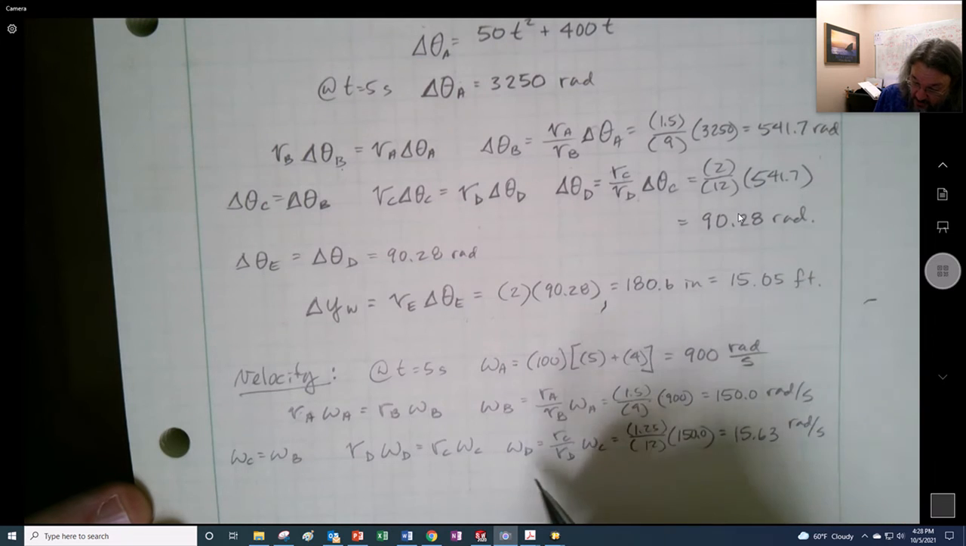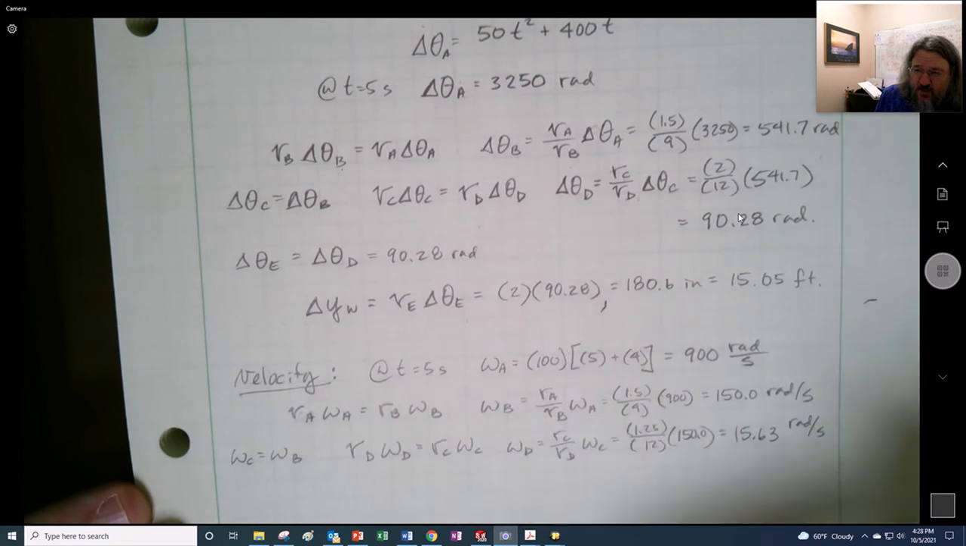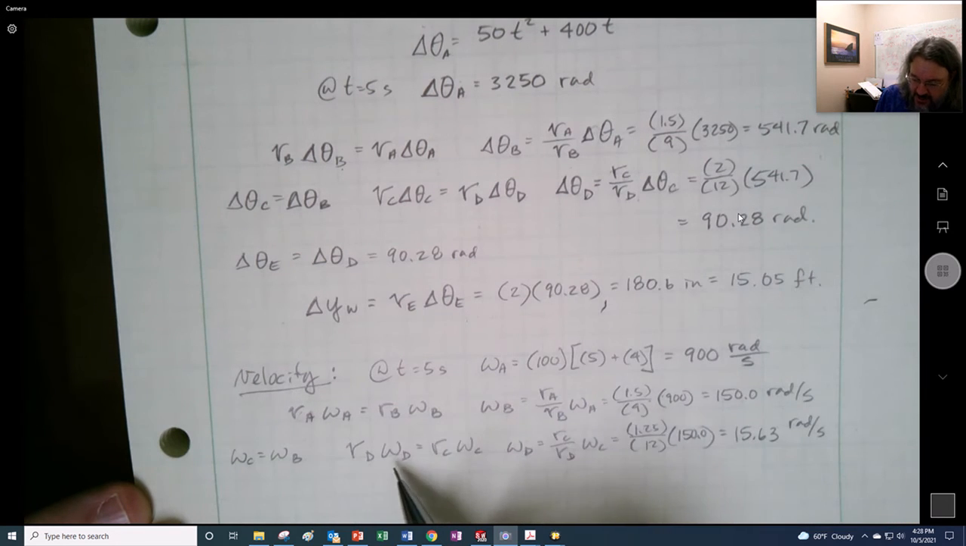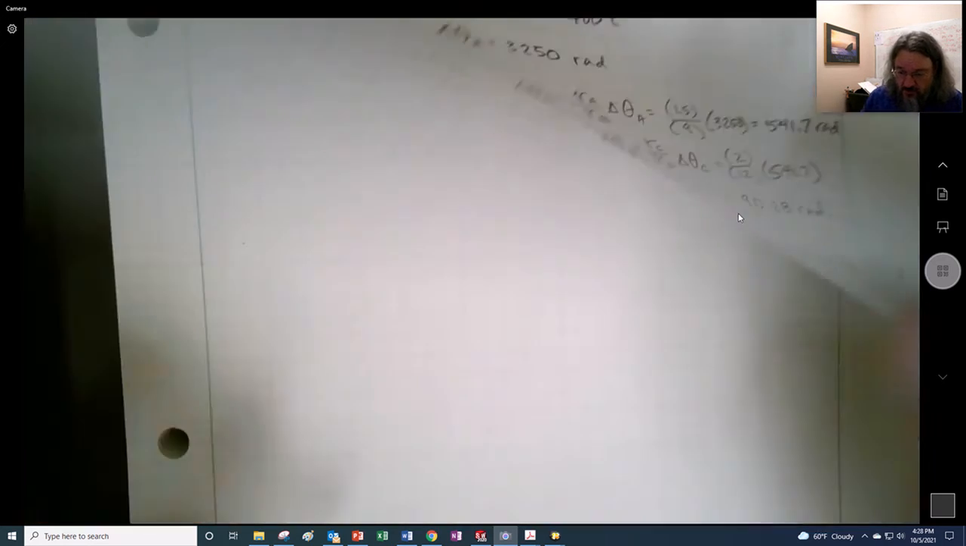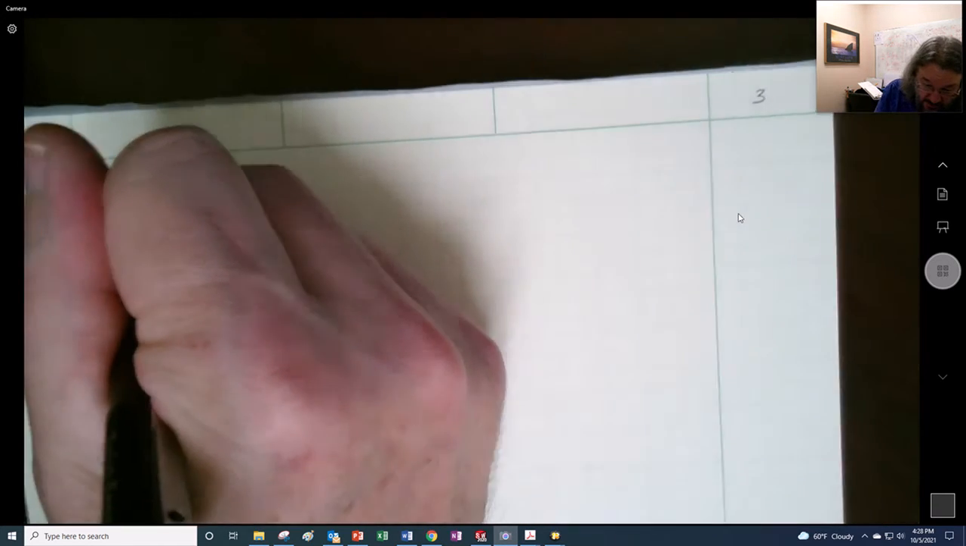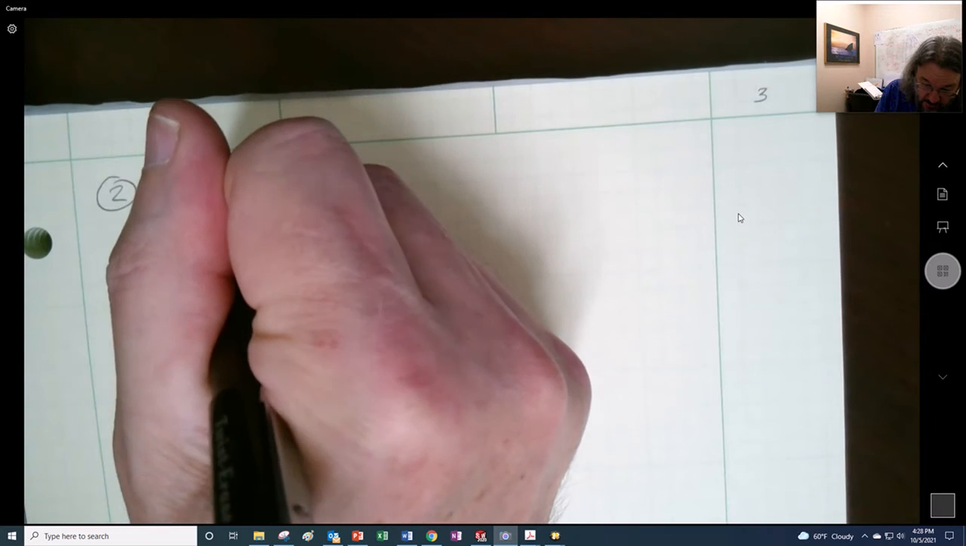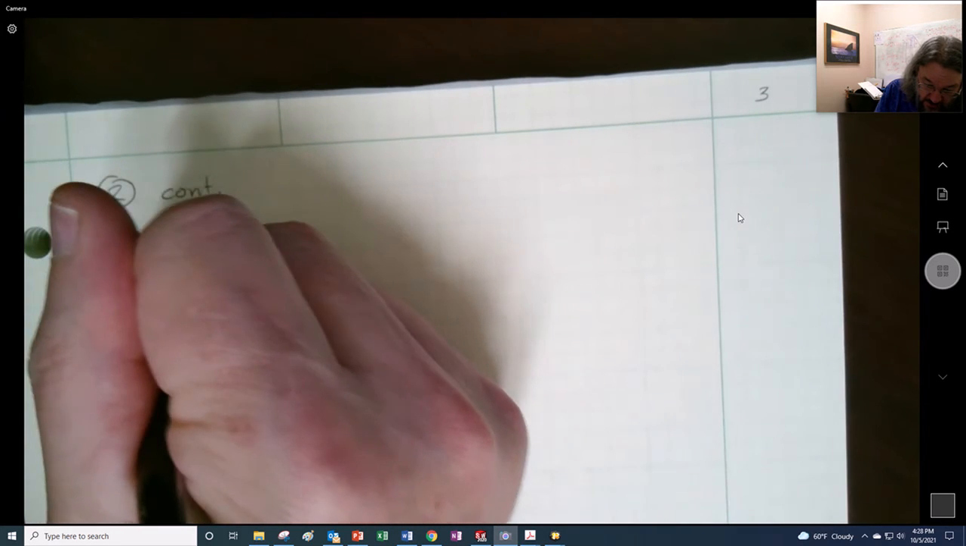Now that's all we actually need to know for this question. We only need to know that because we're only looking for a point that's on D. So now we have what omega D is going to be. The next thing we need, and this is going to be page 3, and this is 2 continued, is now we need to do acceleration.